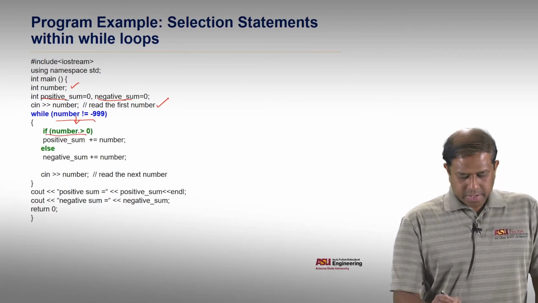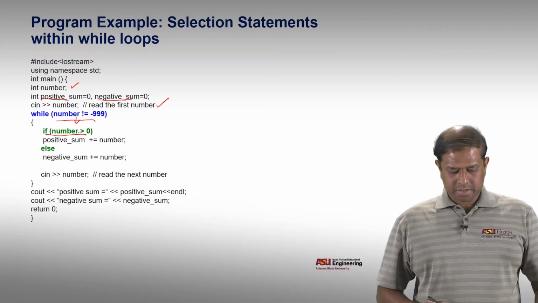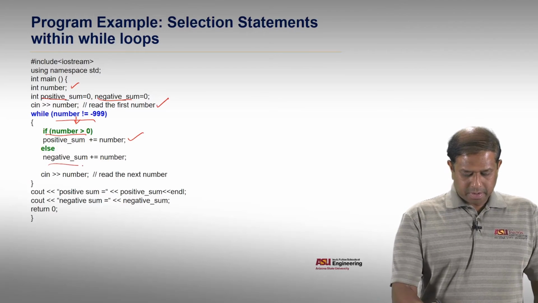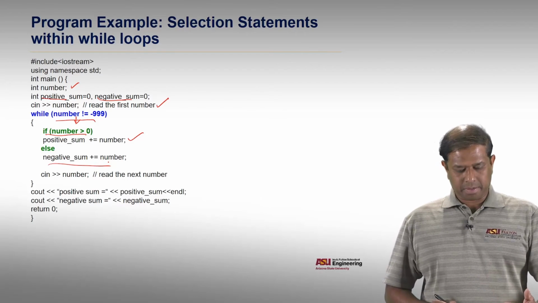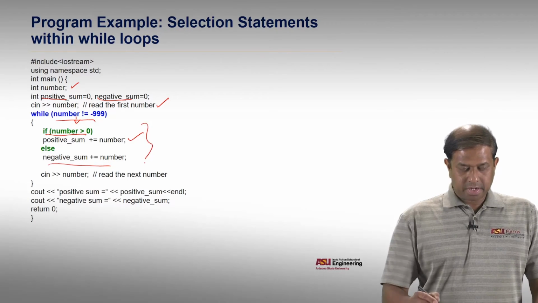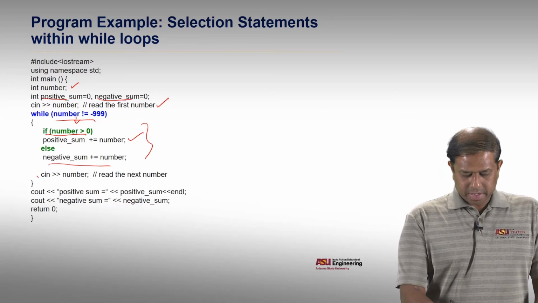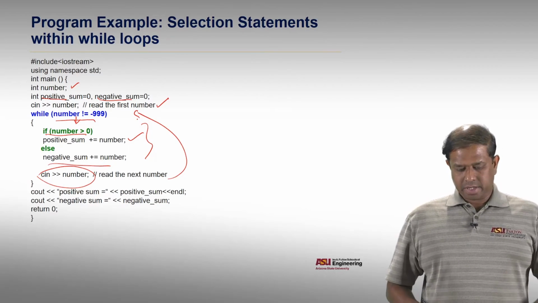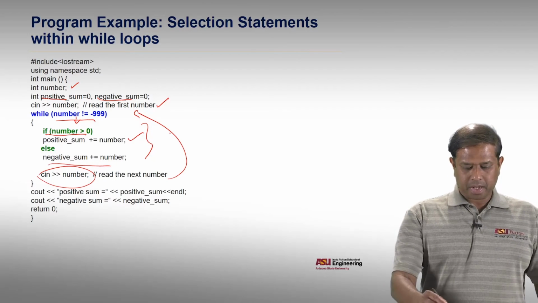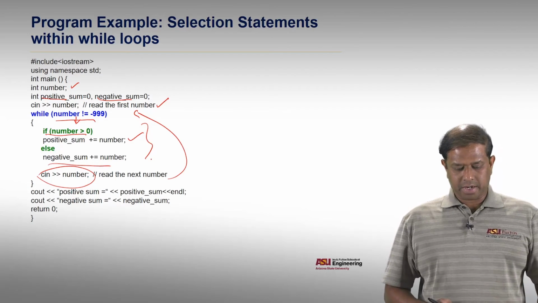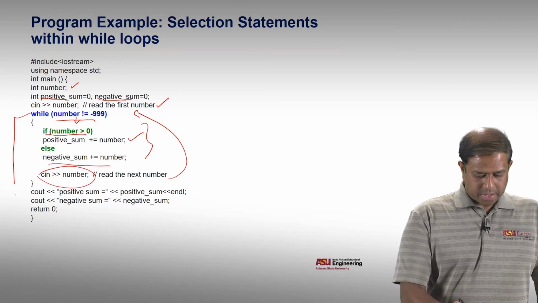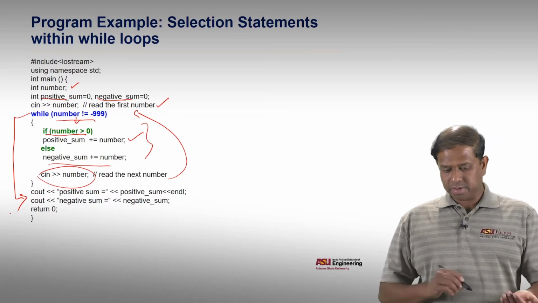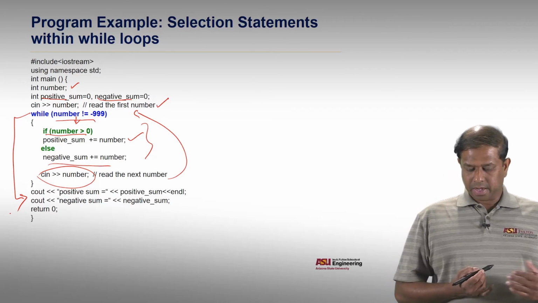If number is greater than 0, that's a positive number, so then we'll add that number to the positive sum. Otherwise we are going to add that number to the negative sum, right? Now after doing this logical computation, we are going to read the next number, right, and then go back to the condition check. So then this loop happens until the user enters -999. When the user enters -999, we are going to get out of the loop and then display the positive sum and negative sum separately.